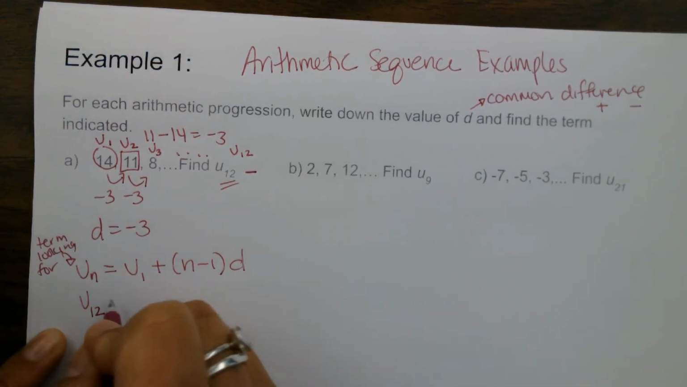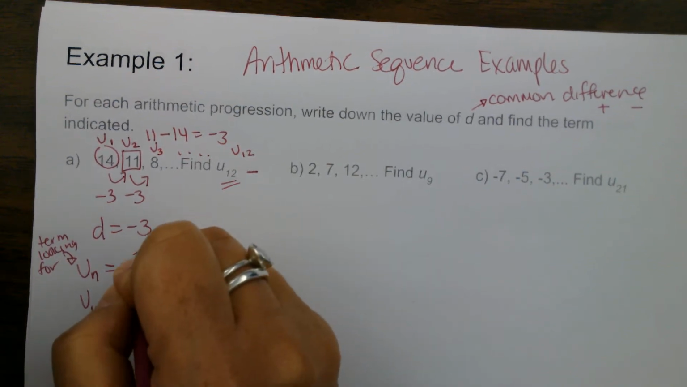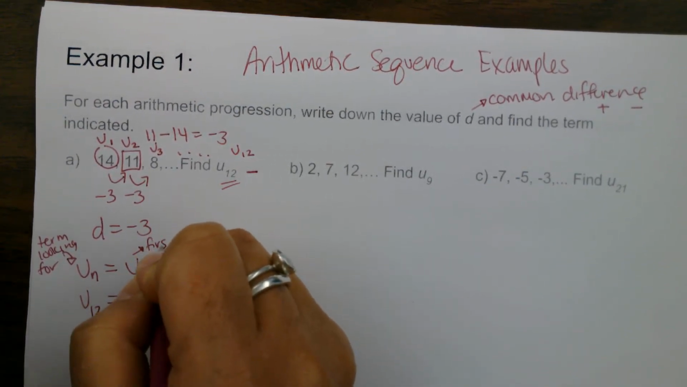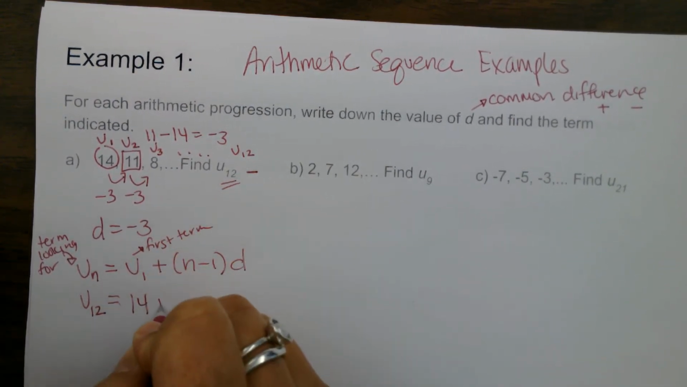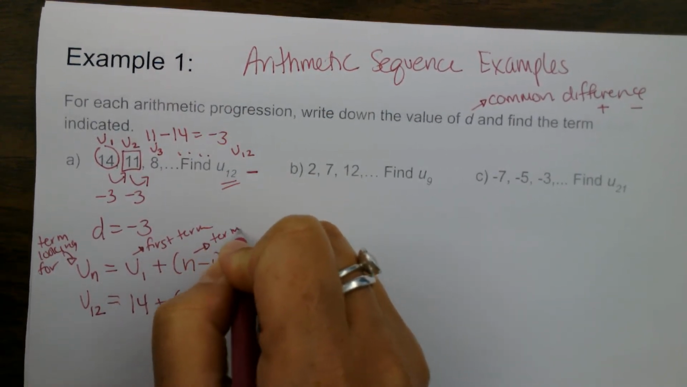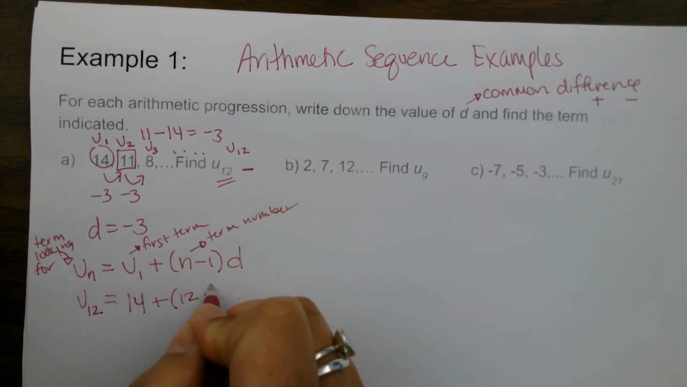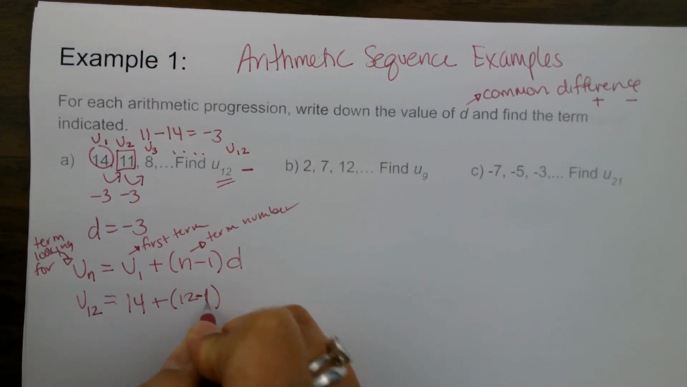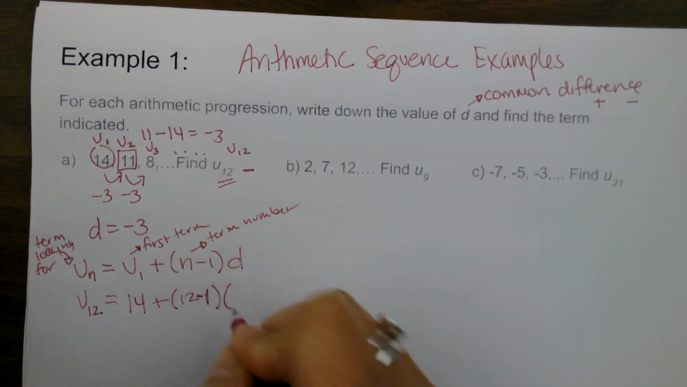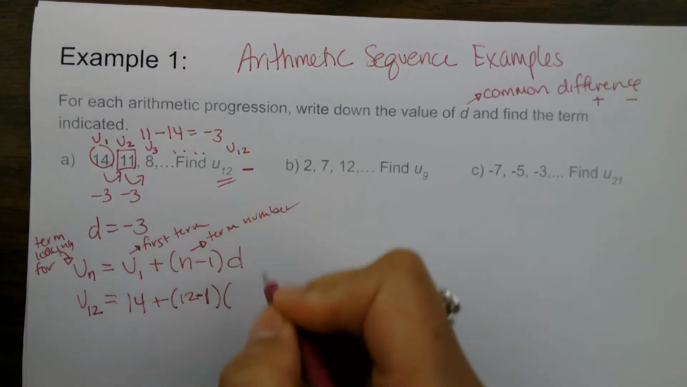It equals u sub 1, which you can see is our first term, 14, plus n, which is our term number, and you guessed it, it's 12, minus 1, times our common difference. The common difference is minus 3.